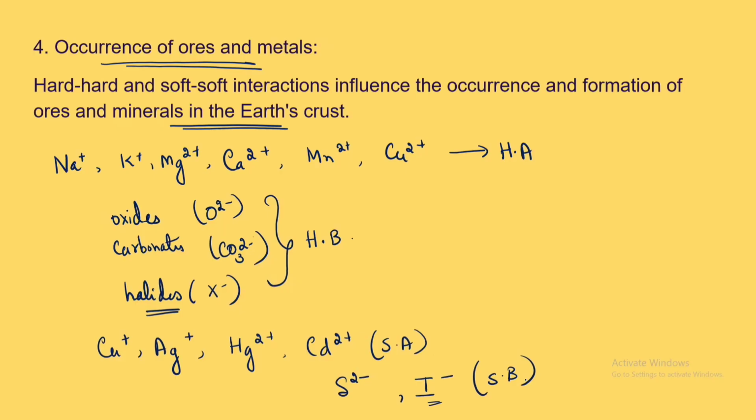Whereas when you're talking about borderline acids, it can be like Fe2+, or we can say nickel 2+ or zinc 2+, which are borderline in nature. They can occur both as their sulfides as well as in the form of their oxides or carbonates, mainly because of their intermediate nature. So they can occur either as oxides, carbonates, or in combination with sulfide, right? So they can combine with either hard bases or with soft bases.